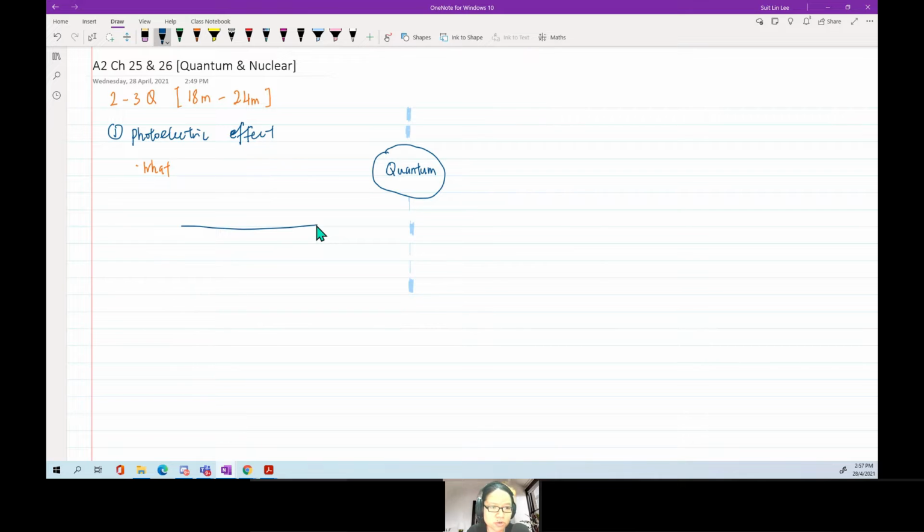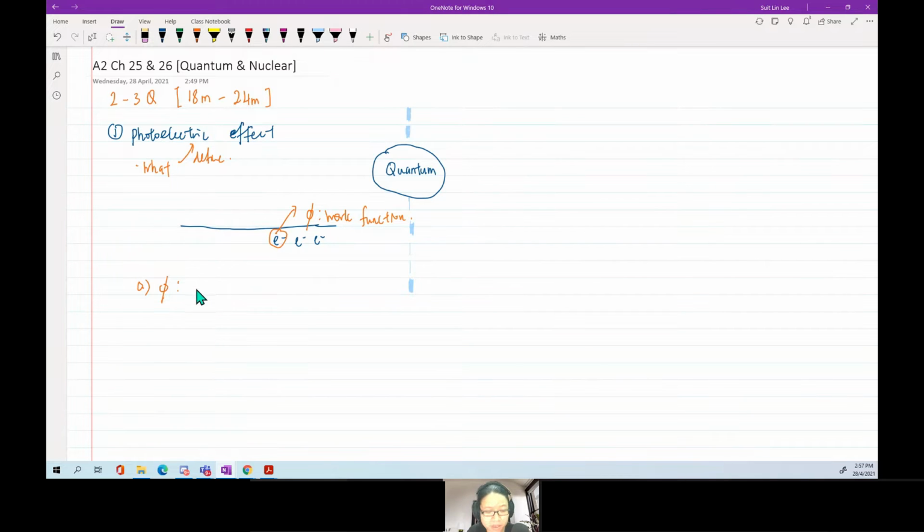I find just drawing stuff as a student quite calming. It's a revision session for my own brain. So when the electron gets out, it needs energy to escape. This energy to escape is known as the work function. So you need to know, number one, what is the photoelectric effect? Define this. The second thing you need to know is what is work function.